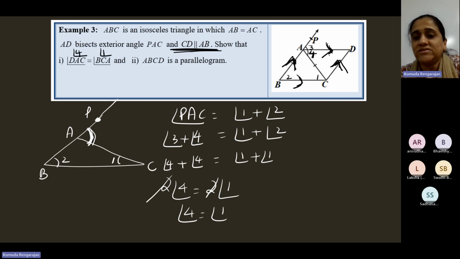Now, how do you prove that this is parallel to this? Angle 4 is equal to angle 1, and they form a pair of alternate interior angles made by the transversal AC with the lines AD and BC, and the alternate angles are equal. So the lines are parallel to each other.